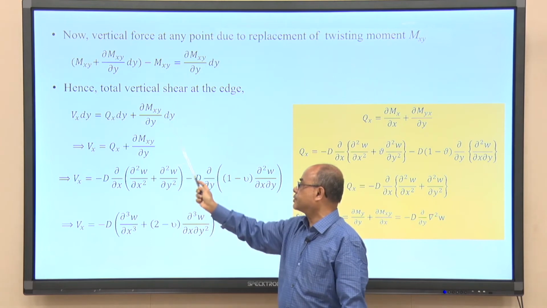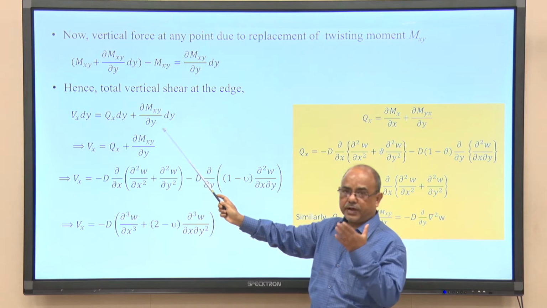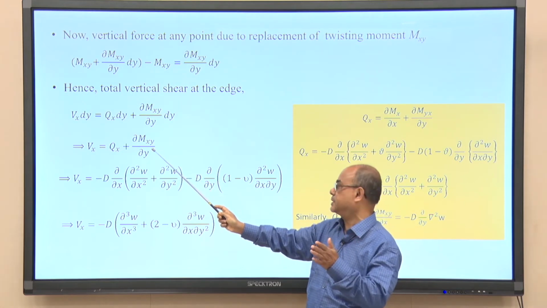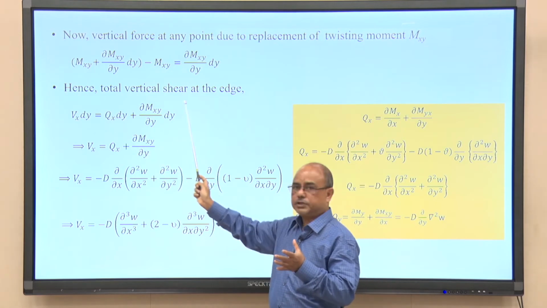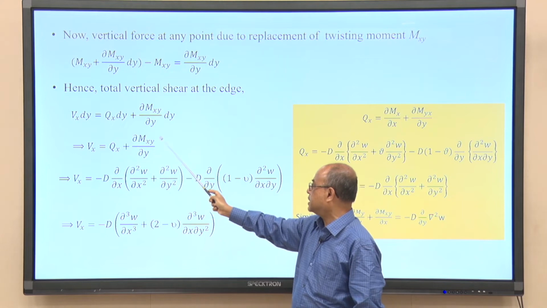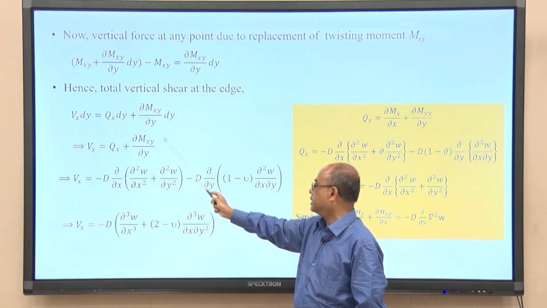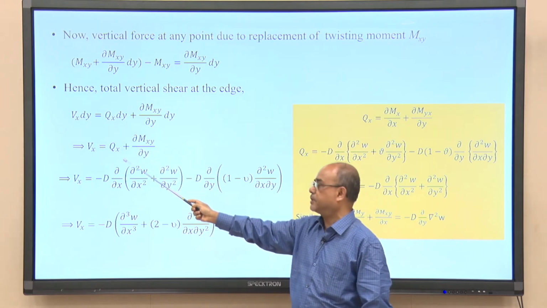So, if these two forces are added and equated to the S shear, then it will reflect the true boundary condition at the free edge. So, Kirchhoff has given this expression, and dividing both sides by dy, you will get V x is equal to q x plus d m x y by dy. So, this is the S shear force.